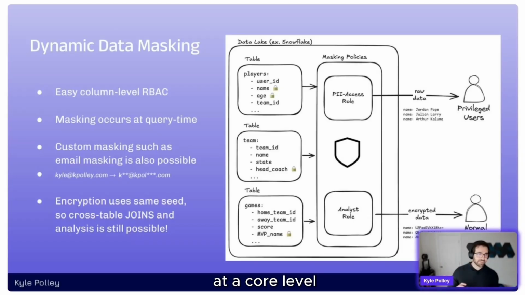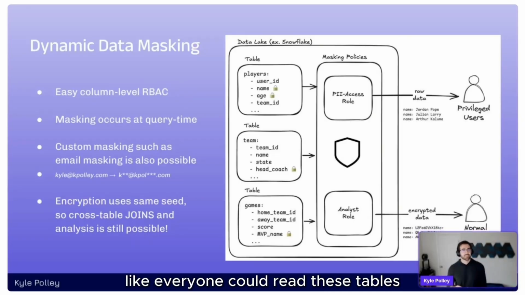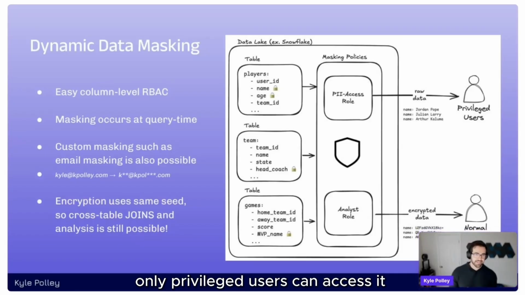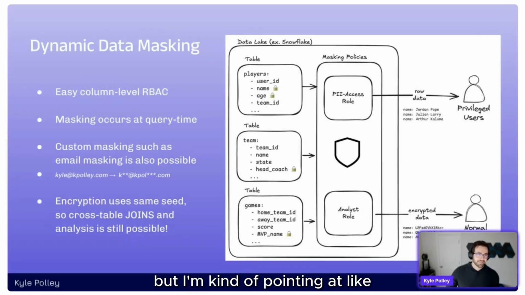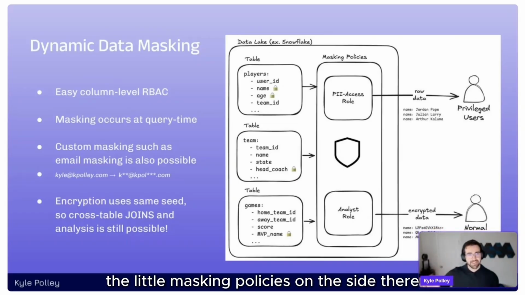Dynamic data masking is a tool that's common in BigQuery, Snowflake, Databricks, and so forth. At a core level, it's column-level RBAC controls. You could basically say, hey, everyone can read these tables, but for these specific columns, only privileged users can access them. The way it works is you go into Snowflake, and I guess y'all can't see my mouse, but I'm pointing at the little masking policies on the side there.